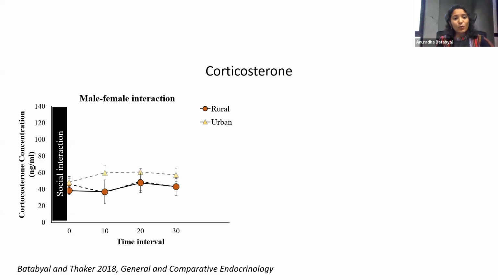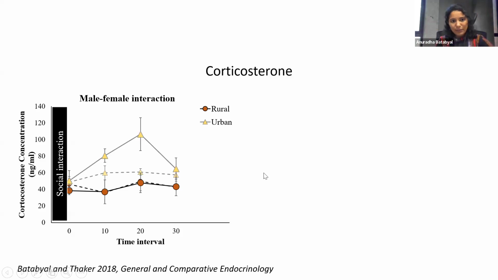And even after a social interaction, we would measure their stress levels at intervals, like every 10 minutes, 20 minutes, 30 minutes. We see that they don't really change much. So the rural males are actually fine. They don't get stressed so much even after a social interaction. But if I see an urban male, his stress levels sort of spike up, as you will see here. These straight lines with the yellow triangles kind of spike up and then come down after a point.